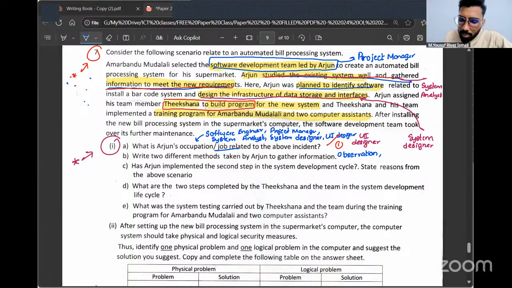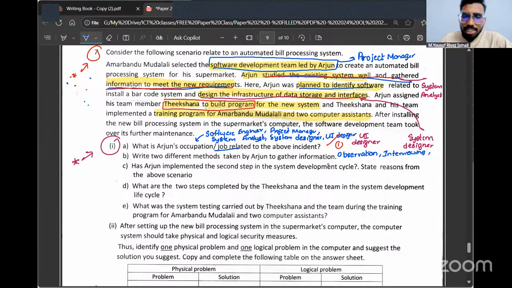And if Amarabandu Mudulali is calling Arjun, then they would have had a conversation, right? If you have a conversation, and from that conversation you identify requirements, how do you call that? Let's say Arjun and Amarabandu Mudulali both speak, and from that speaking they identify the requirements. Perfect. That is called interviewing. So I would recommend the second best answer here is interviewing. I would recommend these two as the two best answers.